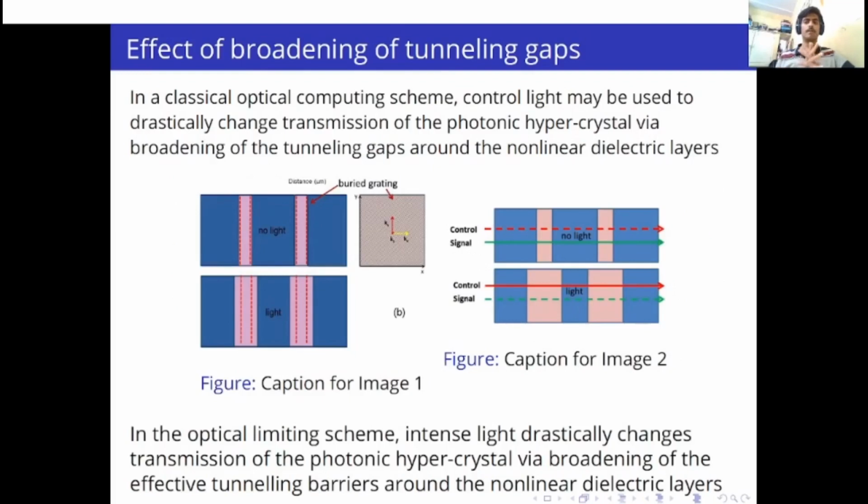The second important effect of non-linearity is the broadening of tunneling gaps. Control light may be used to drastically change the transmission of the photonic hypercrystal via broadening of tunneling gaps around the non-linear dielectric layer, as we can see in this picture. In the optical limiting scheme, intense light drastically changes the transmission of the photonic hypercrystal via broadening of the effective tunneling barrier around the non-linear dielectric layer. That means, seeing figure 2, if control light is turned on, our transmission will be severely affected because of the broadening of the tunneling length.